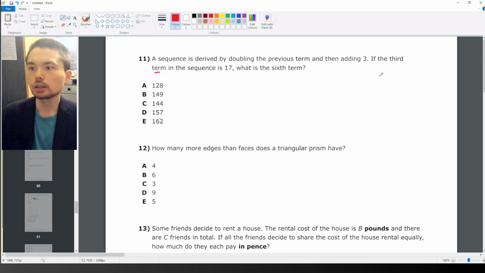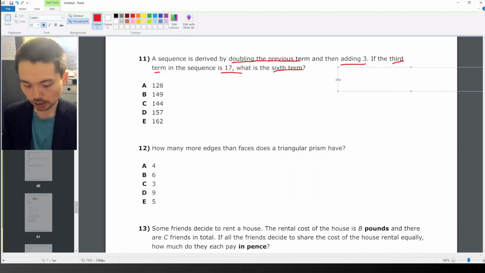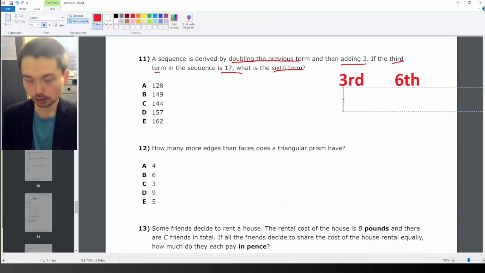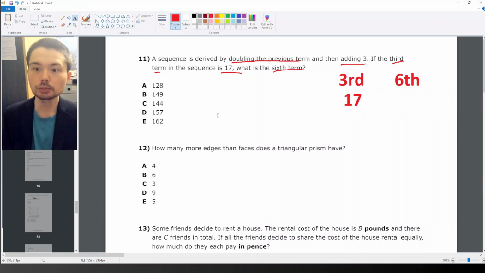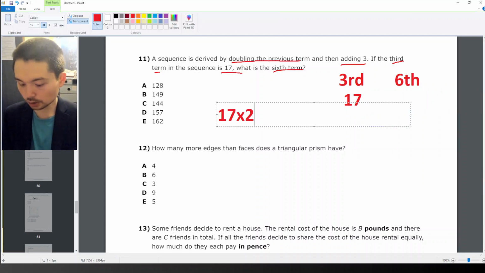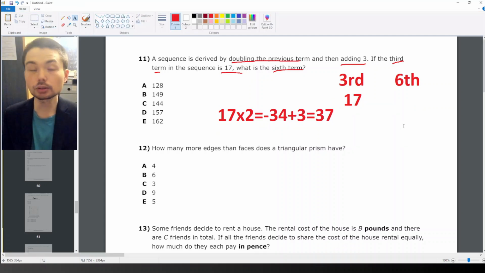Third term is 17, underline the important information, and then it just keeps telling us in order to get the next term we need to double and then you add 3. We're going from the third term to the sixth term. So let's just do it a few times. So this is 17. And what's it telling us? We need to double. 17 times 2 is 34, and then you need to add 3, which is 37. Okay, so that's the fourth term. Now we go again because that is the rule. We're going to double and then we're going to add 3.